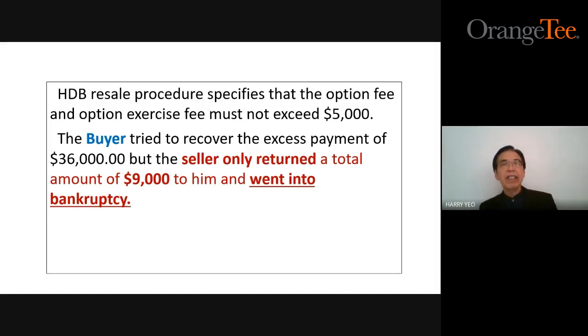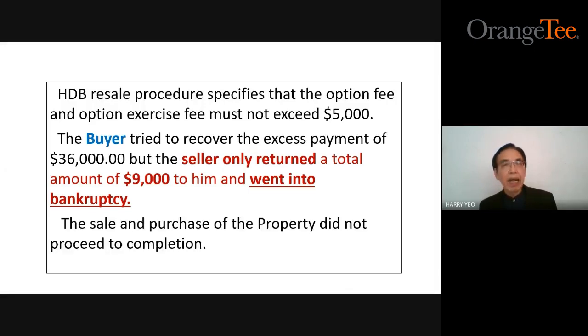Agent, how come you did not check? Now the seller has been paid $41,000, and the buyer went to the seller. Hey, seller, return my money. I gave $41,000. Return me $36,000. The seller only returned $9,000 and went into bankruptcy. That means the buyer lost money. So he lodged a complaint. Whose fault is that?